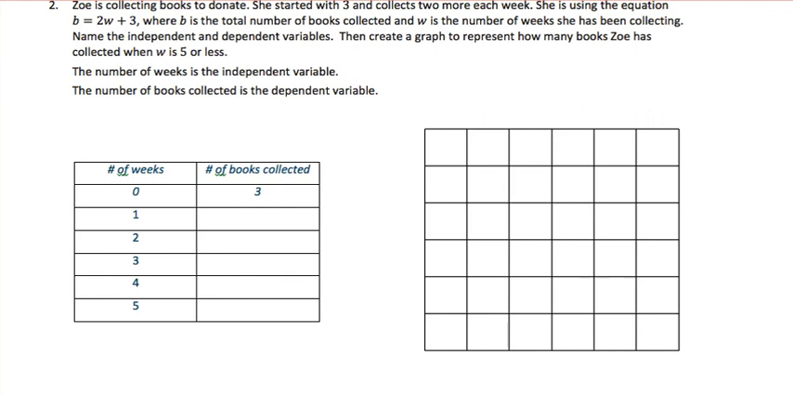0 times 2 is 0, plus 3 is 3. 1 times 2 plus 3 is 5. 2 times 2 plus 3 is 7. 2 times 3 plus 3 is 9. 2 times 4 plus 3 is 11. And 2 times 5 plus 3 is 13.